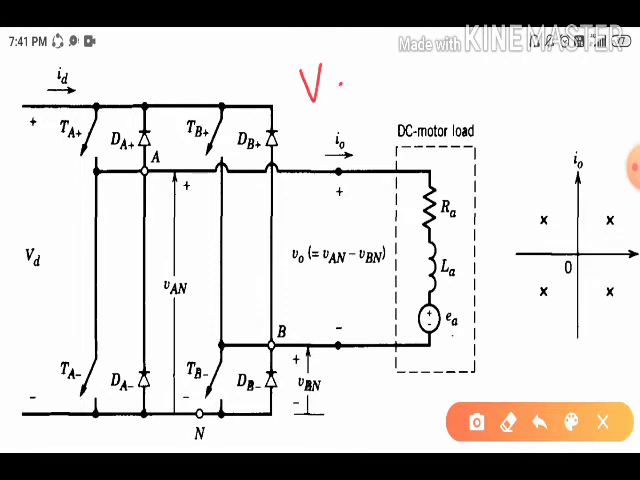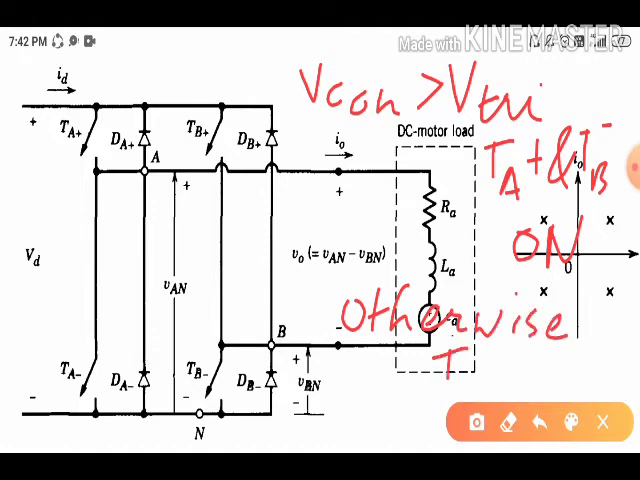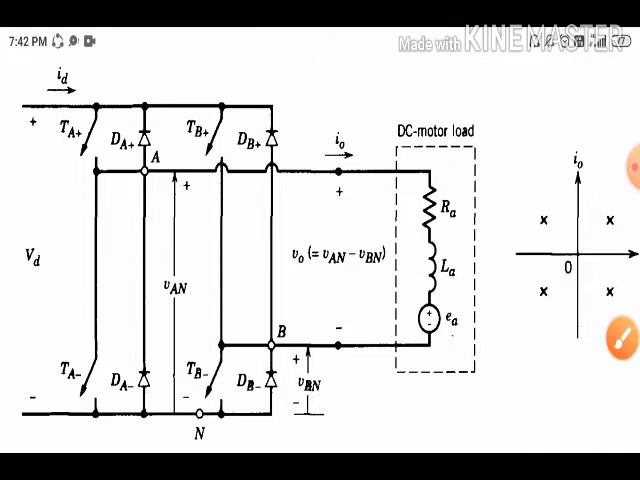If V control is greater than V triangle, we consider TA positive and TB negative to be on, and otherwise, TB positive and TA negative is on. So let's see what the waveforms are when we impose this kind of arrangement.